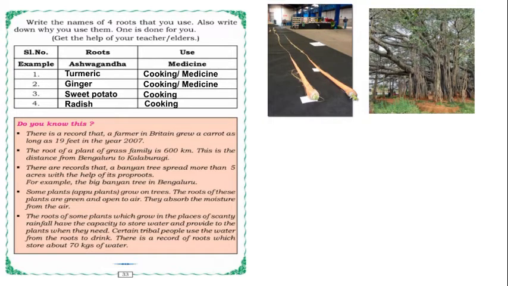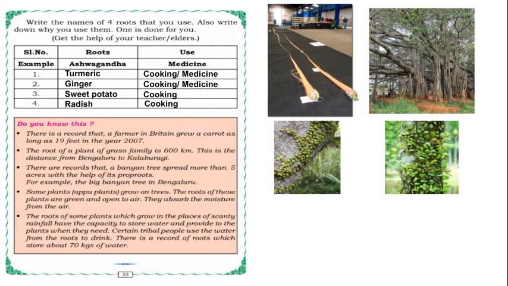Some plants grow on trees. The roots of these plants are green and open to air. They absorb moisture from the air. So these are some plants that grow on trees. This type of plant grows on trees only. You can observe in the pictures, and they absorb the moisture from the air.